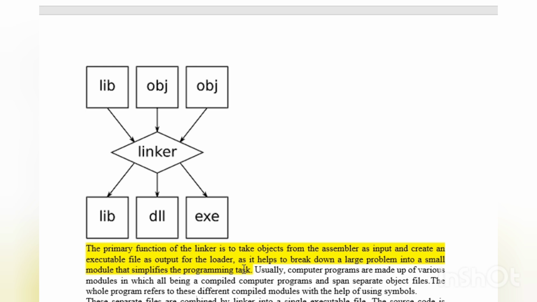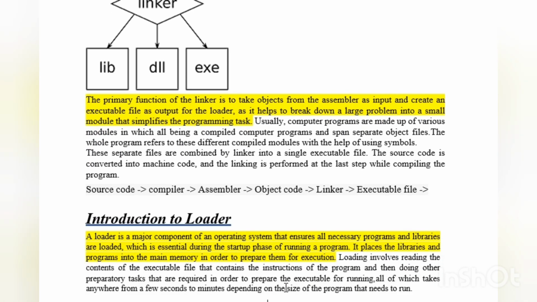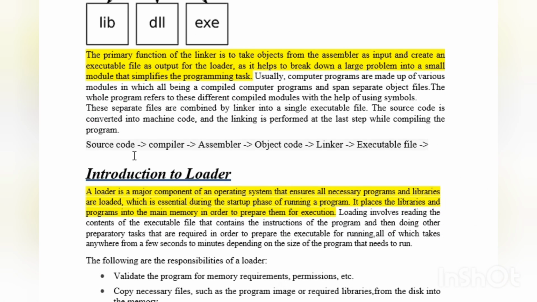The primary function of the linker is to take objects from the assembler as input and create an executable file as output for the loader, as it helps to break down a large problem into small modules that simplify the programming task. So the flow is: source code, then compiler, then assembler, then object code, then linker, and then executable file. Next we have a loader.